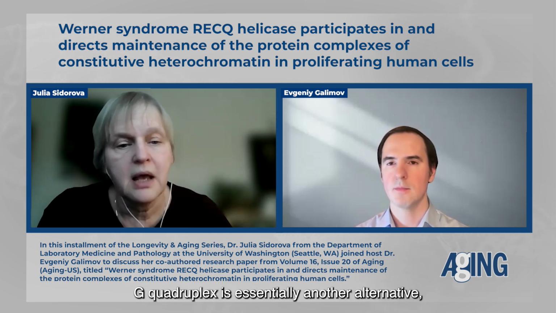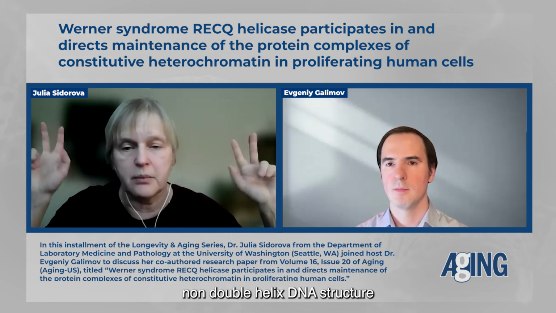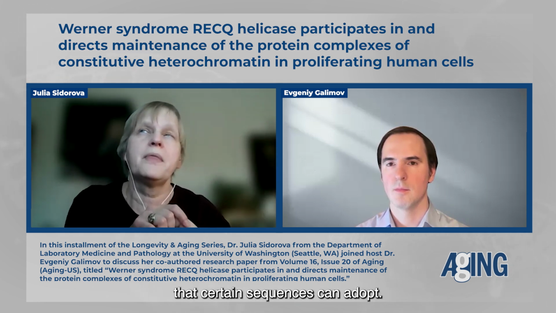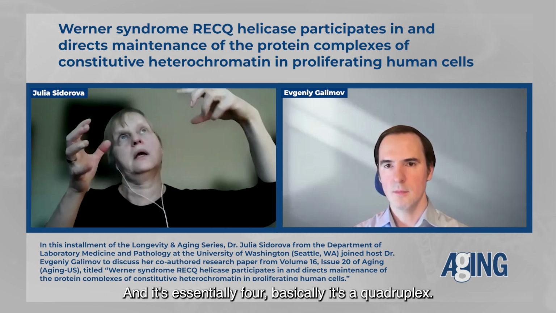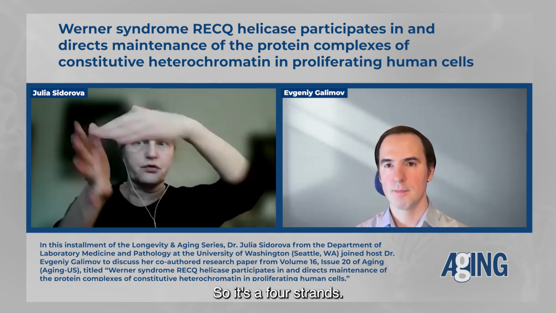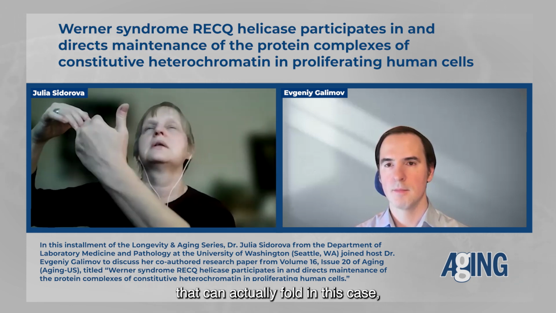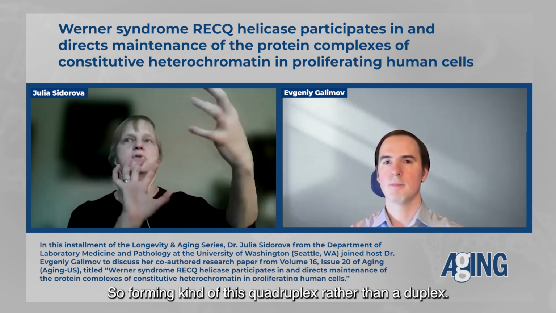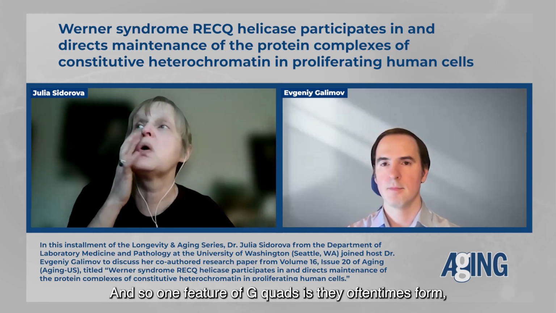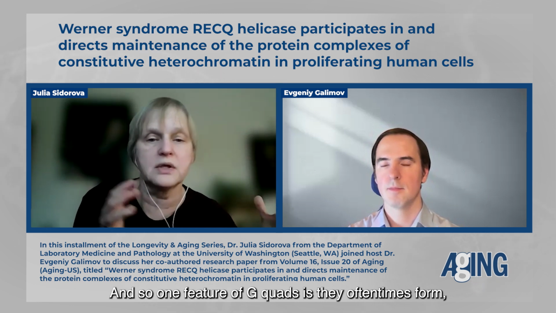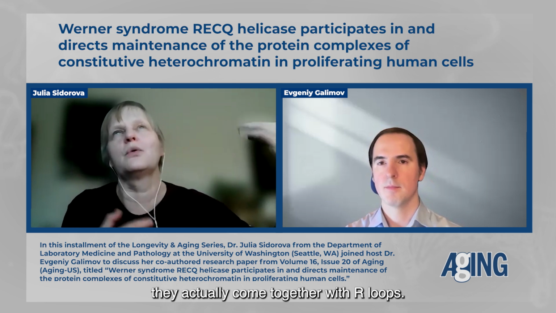G quadruplex is essentially another alternative non-double-helix DNA structure that certain sequences can adopt. Basically it's a quadruplex, so it's four strands. It's the same strand of DNA that can fold, in this case, four times around each other, forming this quadruplex rather than a duplex. And one feature of G quads is they oftentimes come together with R loops.